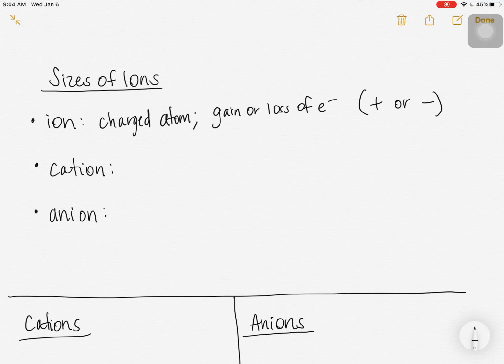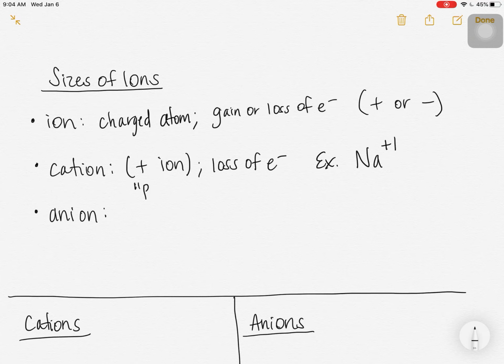From here, we have the two more specific ions, which deal with who's the positive ion and who's the negative ion. So cations are the positive ion, and that is a result of the loss of electrons. Remember, it's kind of backwards to what you initially think. So an example of that would be the sodium ion. Sodium loses an electron and becomes +1. So that's a cation, right? It's also an ion, but more specifically, it's a cation because it's positive.